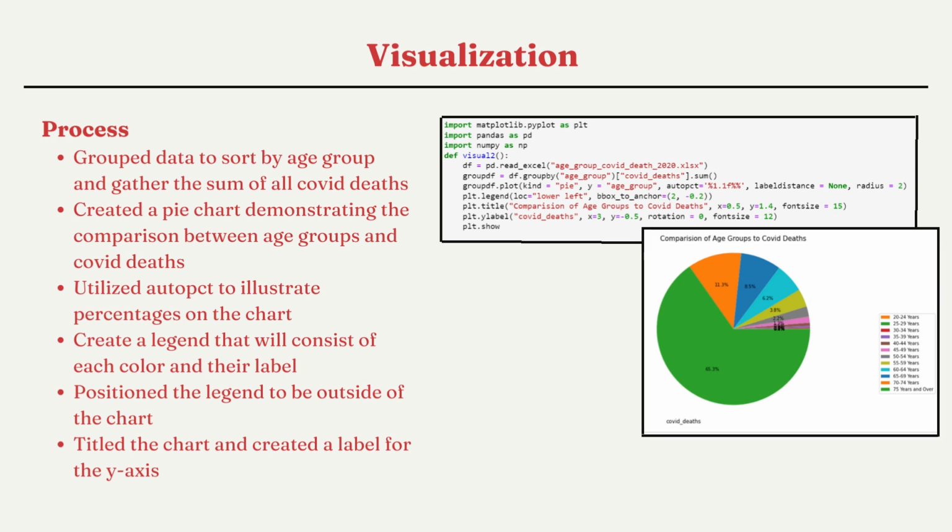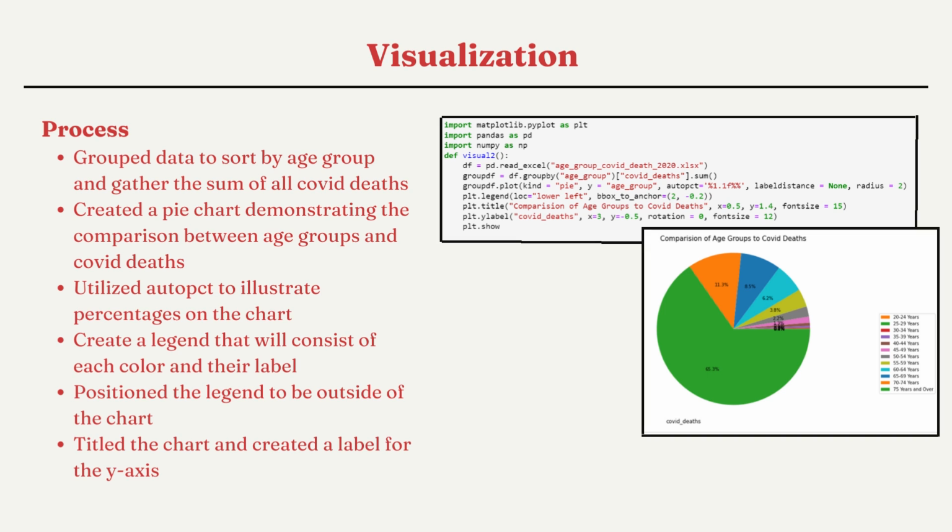In our final visualization, we wanted to see how each age group was affected by COVID deaths, more specifically, the total number of deaths for each group. We determined that a pie chart would be the best visual for this data, as you can see the portion each age group makes. To do this, we used a group by function to group the age groups and sum the data count for each age group. We then used autopct to show the percentages on each slice of the pie chart.